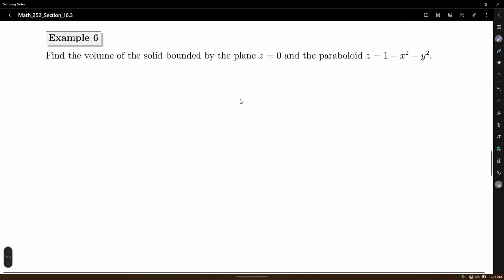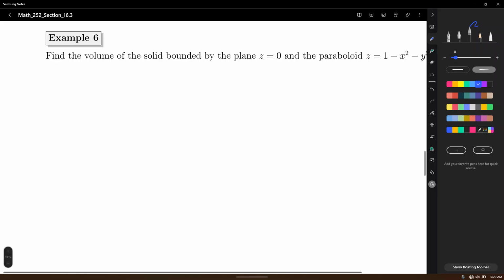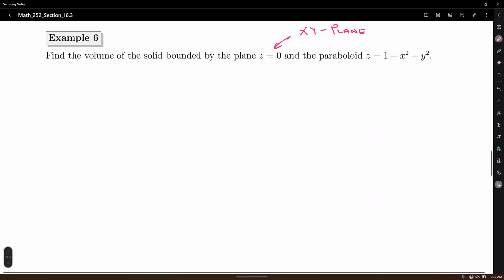Now we will put geometry to it. So find the volume of the solid bounded by the plane z equals 0. Another way to say z equals 0 is the xy plane. Just so you don't freak out when you see these problems worded differently, you may either see xy plane or simply z equals 0. And the paraboloid given by 1 minus x squared minus y squared.